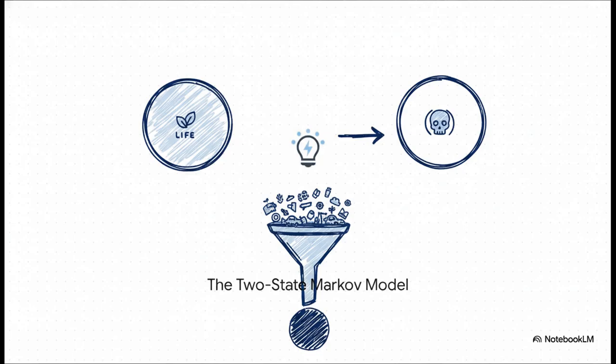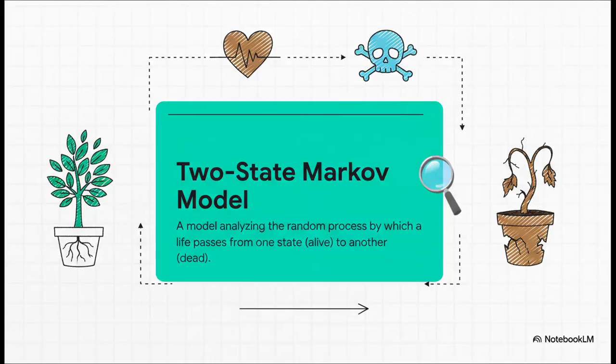And the real magic of this model is its simplicity. I mean, it ignores all the messy, complex details of a person's life and just boils everything down to a single fundamental transition. The way it frames the problem is by defining just two possible states for any individual. You're either alive or you're dead. That's it. It sounds pretty stark, right? But it's that very simplification that allows us to get a useful answer from a super complex reality.